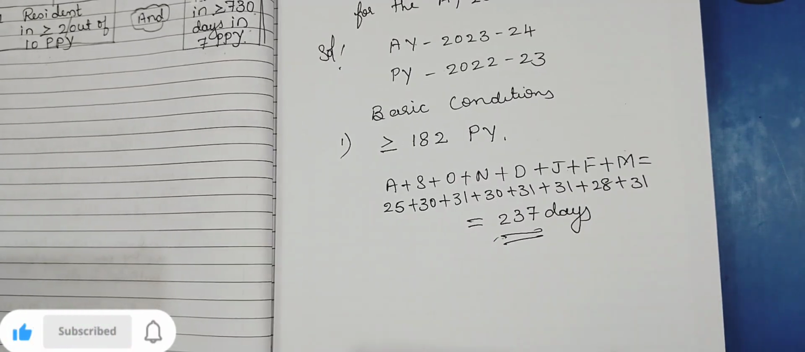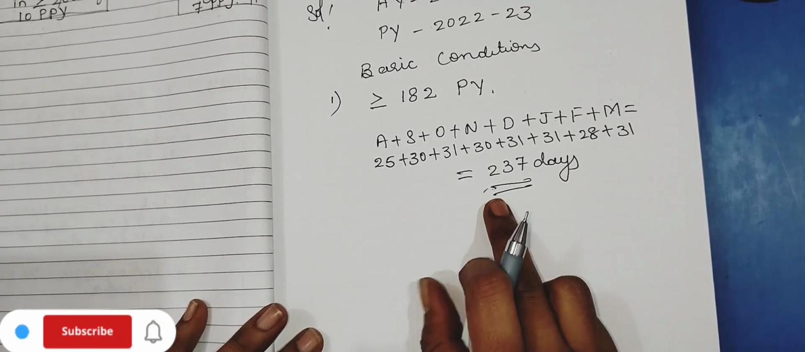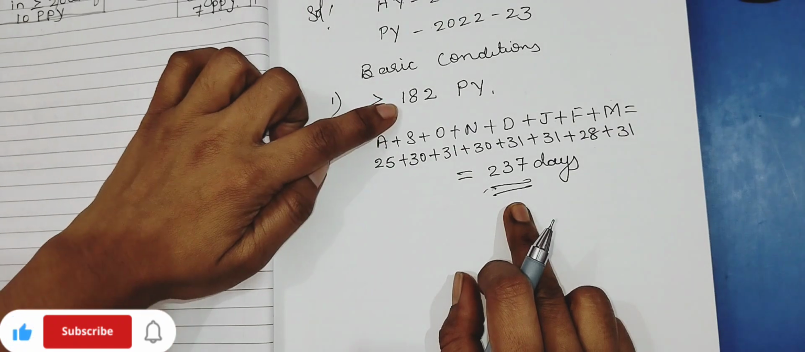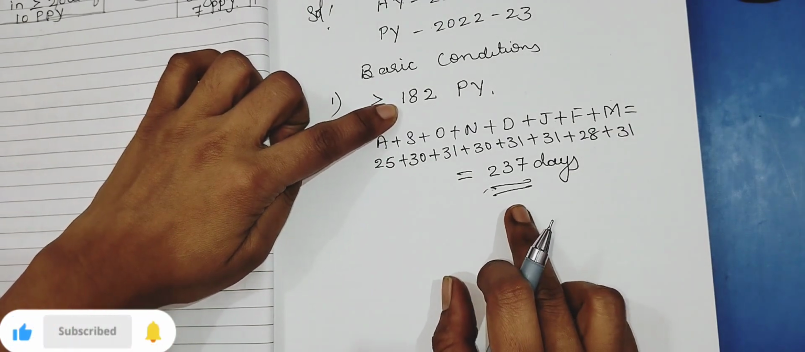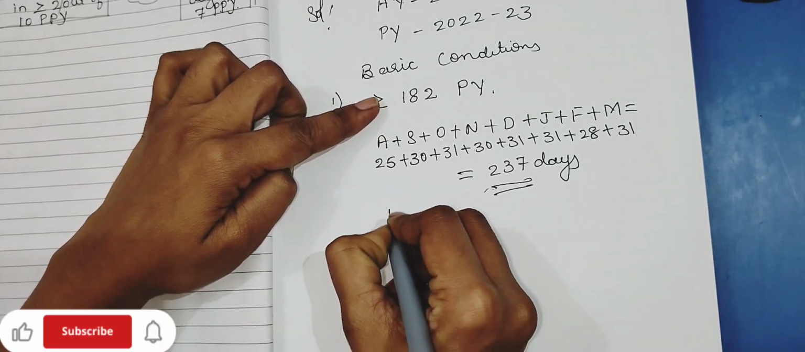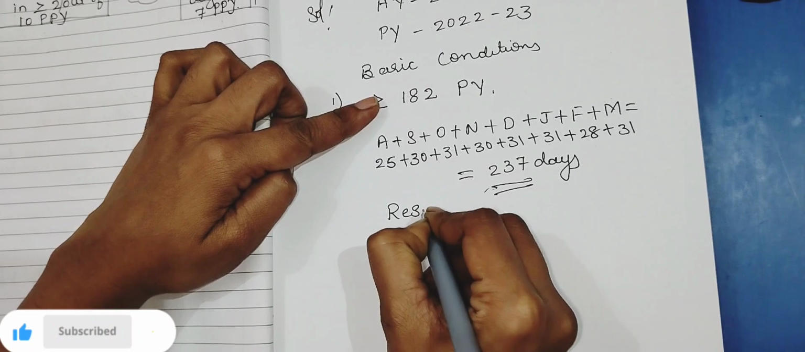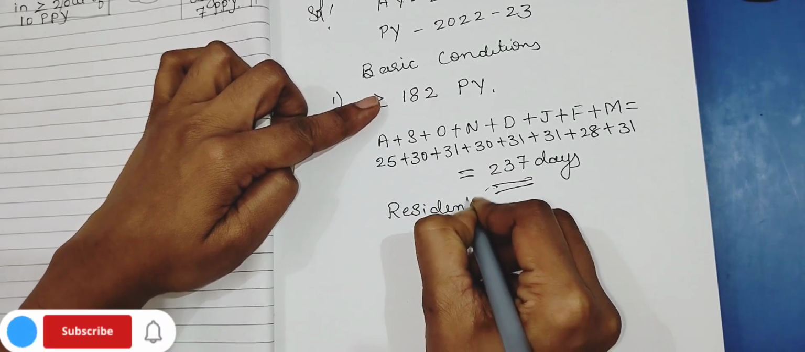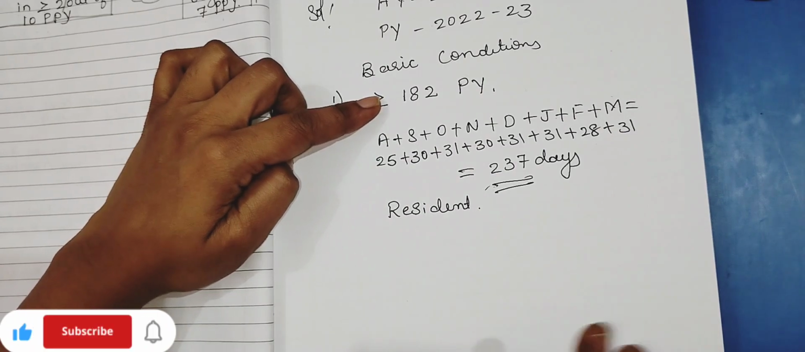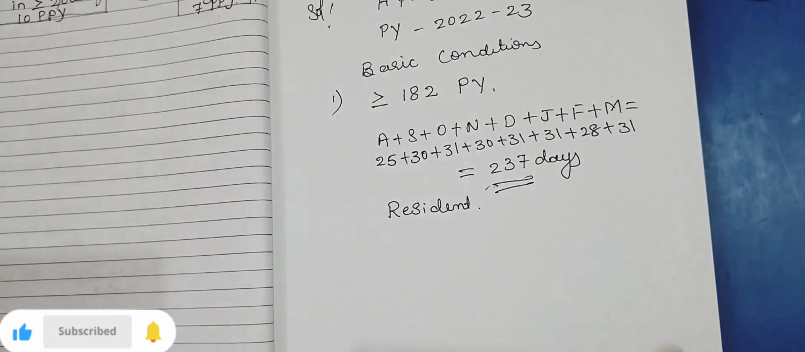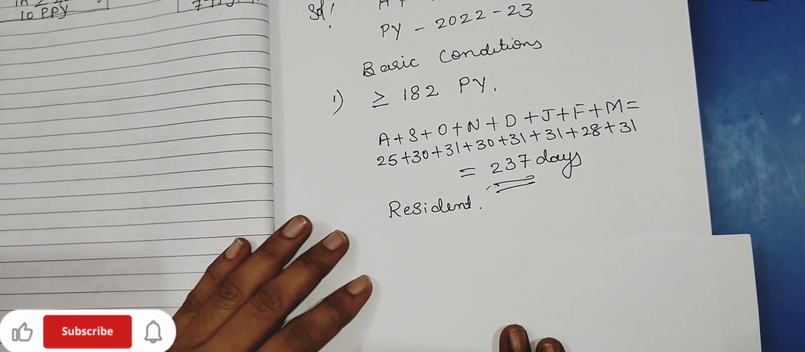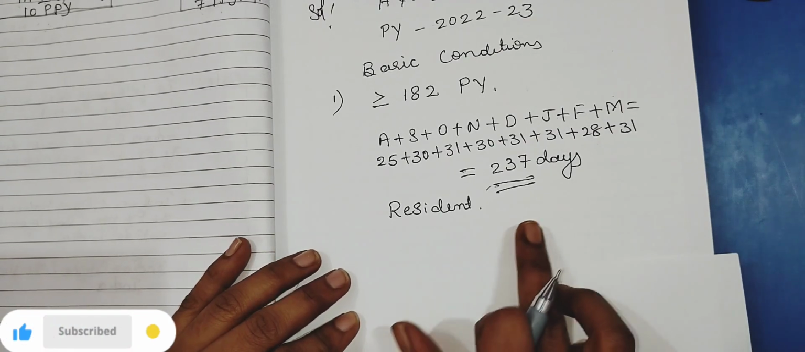Okay, solve with me. He has stayed 237 days, more than 182 days. So he satisfied the first basic condition. When the first basic condition is fulfilled, what do we call him? We call him a resident. Now we need to check whether he is an ordinarily resident. To check ordinarily resident, there are two additional conditions, no? That we are going to check.